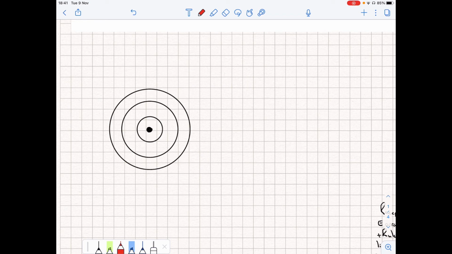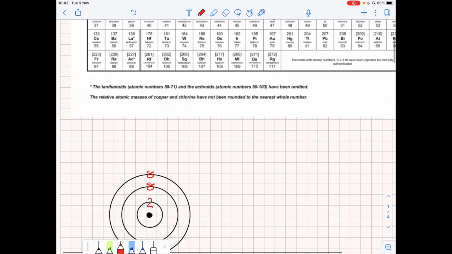So if you remember, we said the first energy level can hold 2 electrons. Then we said the second energy level can hold 8 electrons. And the third energy level can also hold 8 electrons. If we look at why these numbers are important, I'm going to go up to the periodic table here.